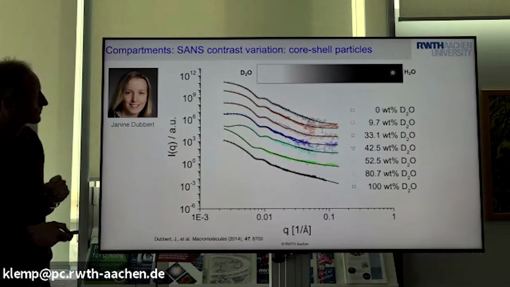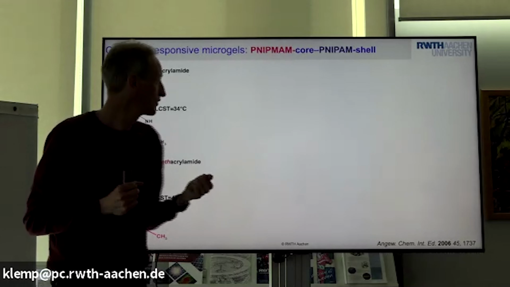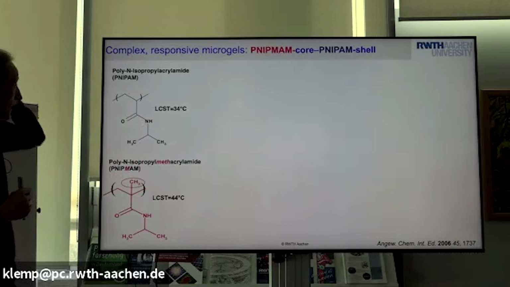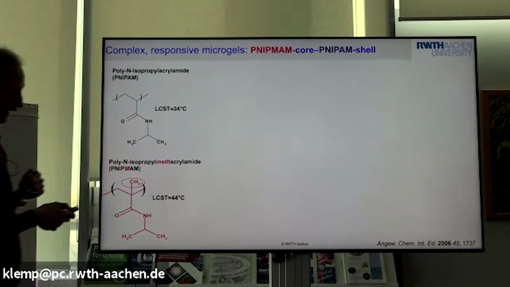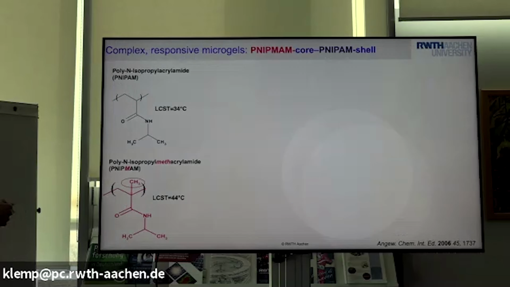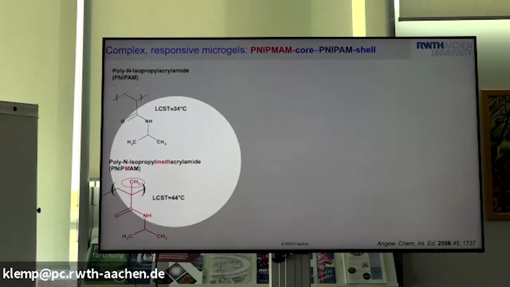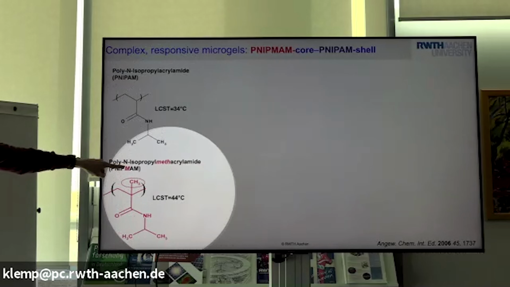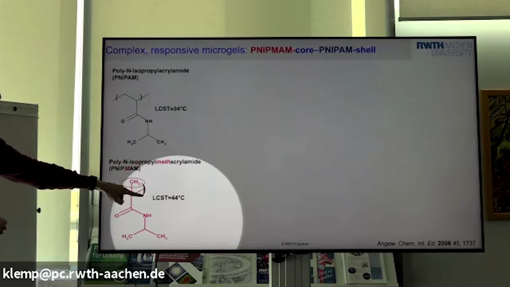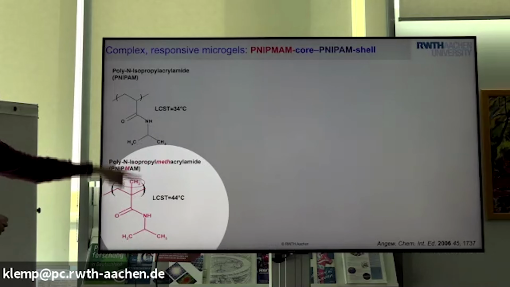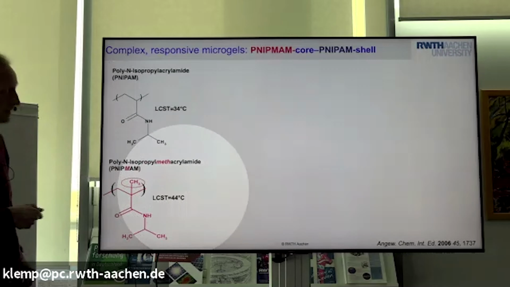Okay, so I will show you first an example which is a few years old, but is nice in that respect because it combines two different types of polymers. So we start with the well-known polyNIPAM, but we have a second polymer. It's the methylacrylamide. It has a methyl group in the backbone, and that makes it a little bit better water soluble. So it also has a transition temperature, but instead of 34 degrees C, we have 44 degrees C.